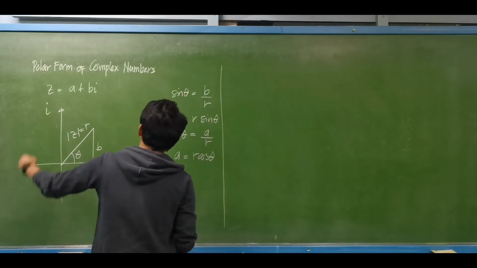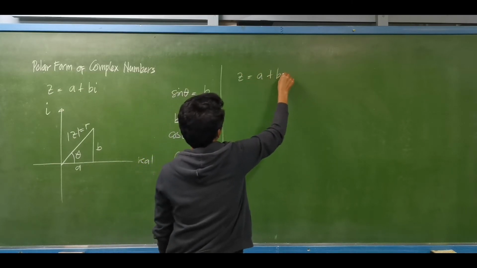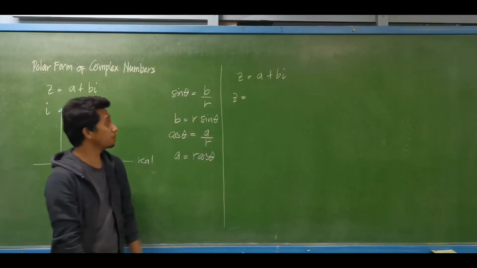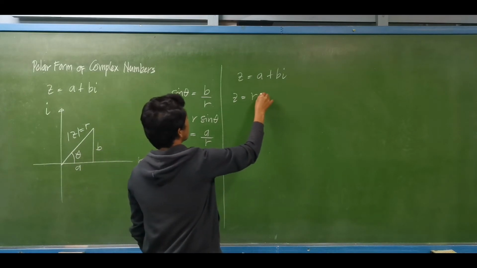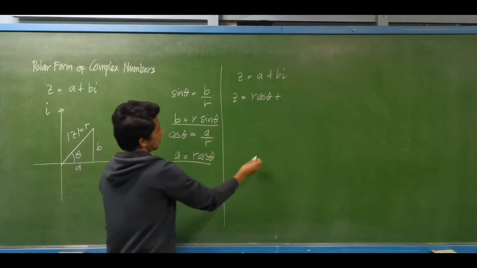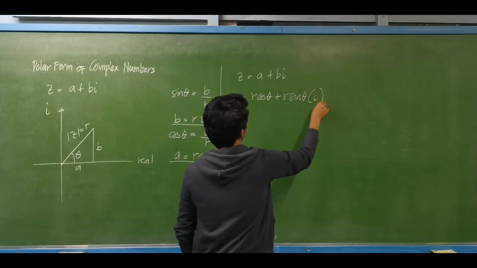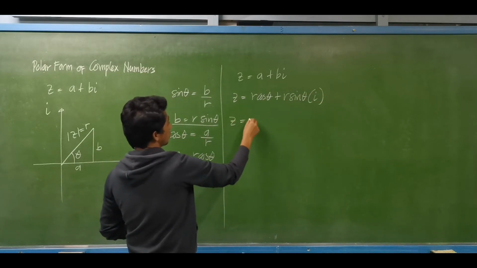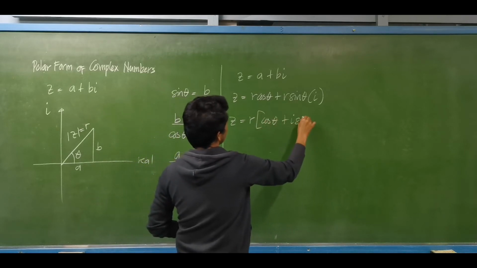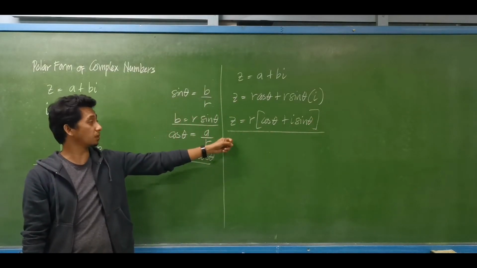So initially we have, from the rectangular form of a complex number, z is equal to a plus bi. We are to substitute. We have now the complex number in the polar form: the value of a, that is r cosine of theta, plus the equivalent of b, that is r sine of theta, multiplied by i. If we factor out r, this is going to equal r multiplied by the quantity cosine of theta plus i sine of theta. So this is the polar form of a complex number.